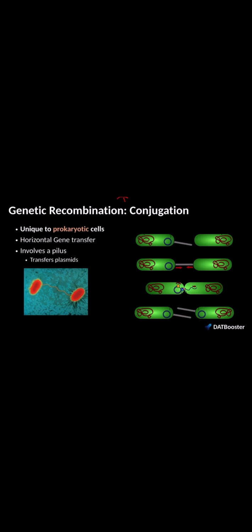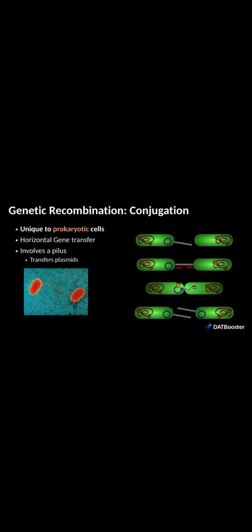This is sometimes referred to as horizontal gene transfer. Again, this is unique to prokaryotic cells. The thing that you should know about conjugation is it involves a transfer of a plasmid. Plasmids are separate from the host genome, so it's not found in the nucleoid, and it is accessory DNA. Plasmids can be transferred via a pilus. So this is what a pilus looks like.